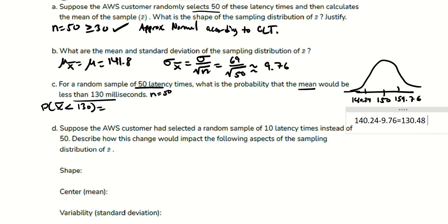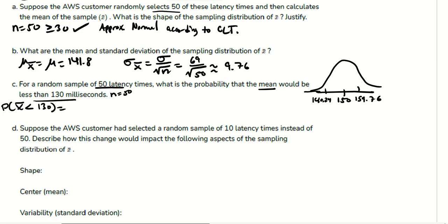So then it becomes 130.48. Okay, so 130.48. It looks like it's going to be small. It's going to be right here. X bar is 130, so there's going to be a tiny area, according to the graph that I have. So maybe 0.1 or less than that. Okay, so let's go ahead and calculate that.